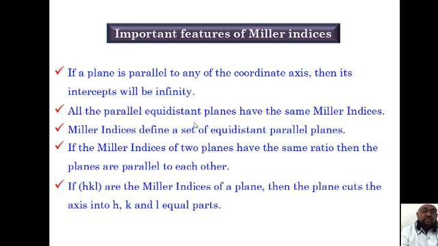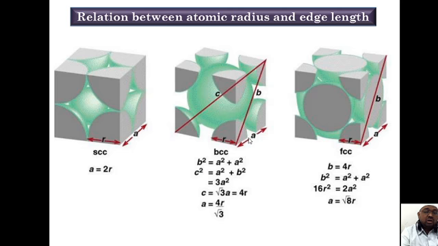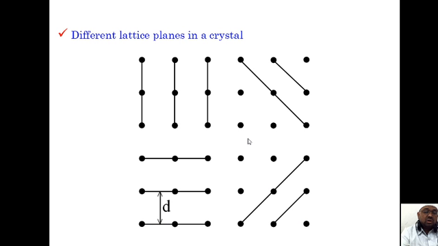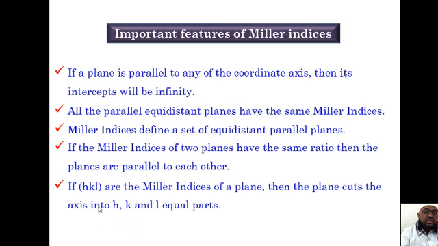So Miller indices define a set of equidistant parallel planes. Just now we have crystal planes; I'm talking about this, you can see this. This is called equidistant planes. So Miller indices define a set of equidistant parallel planes.